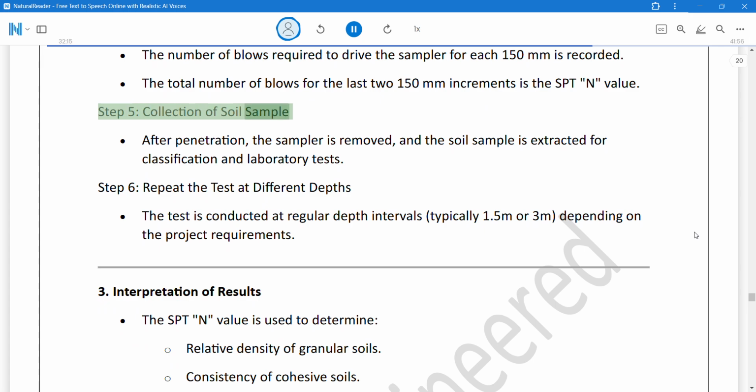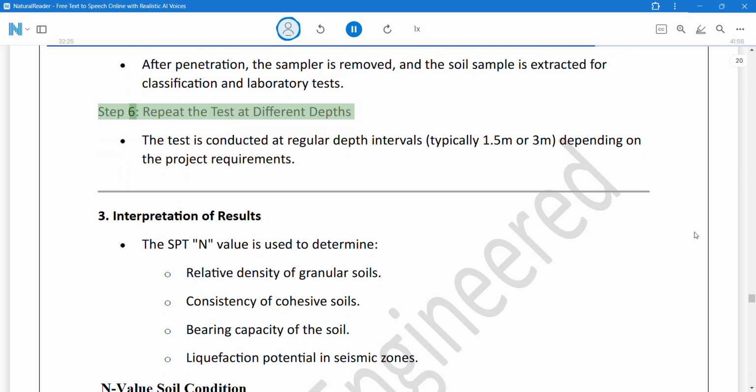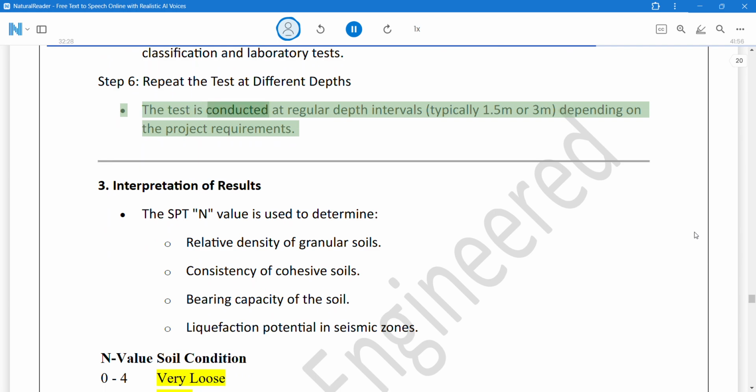Step 5. Collection of soil sample. After penetration, the sampler is removed, and the soil sample is extracted for classification and laboratory tests. Step 6. Repeat the test at different depths. The test is conducted at regular depth intervals depending on the project requirements.